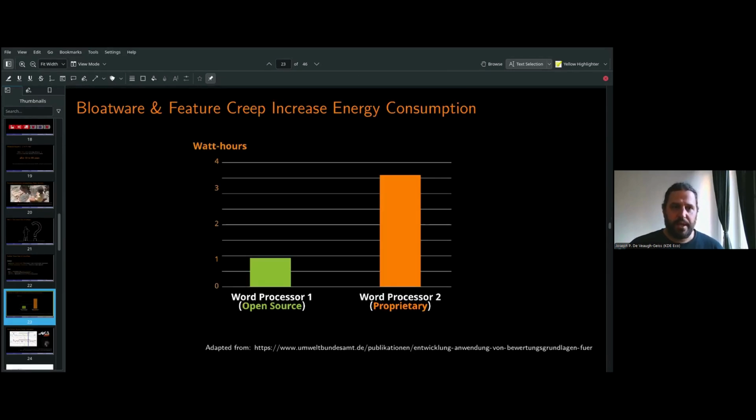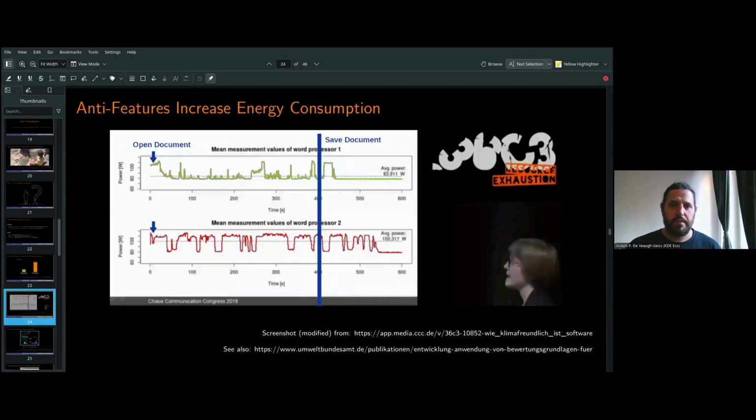If we go back to the example here of the bloatware and feature creep increasing energy consumption, comparing these two software products, here are the word processors. If we look at actually the energy consumption over time, this is from a presentation at the CCC, the Chaos Communication Congress in 2019. And these are the same two word processors. The top one is the open source software, and the bottom one is the proprietary software. And what you can see here, if you look at that blue line, this is looking at what happens over time in terms of the energy consumption. The blue line represents when the document is saved.